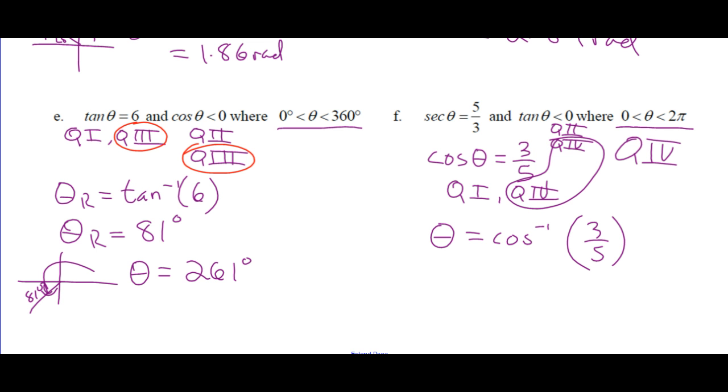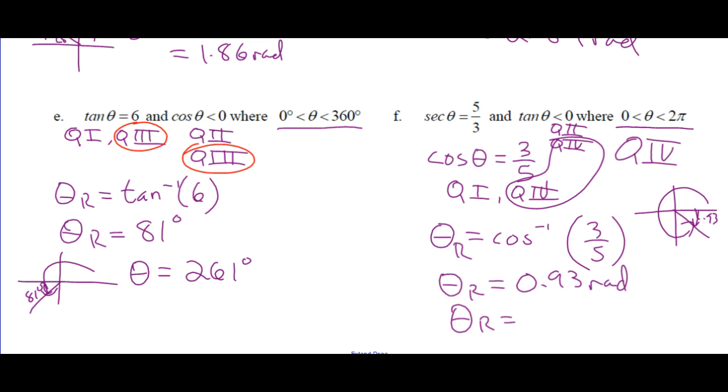Work out your reference angle, so call this theta r. And theta r is 0.93 radians. Okay, and I'm in quadrant 4. That's 0.93. So the angle I want is 2 pi minus 0.93, which is 5.36 radians. All right, we're done.